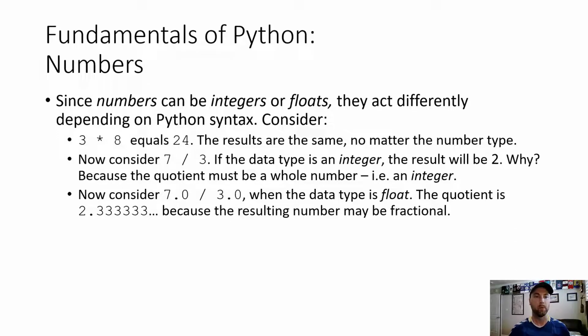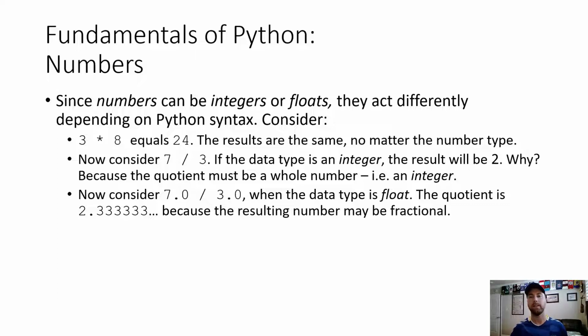Numbers. So since numbers can be integers or floats, they act differently depending on the Python syntax. So consider the difference between these scenarios. So 3 times 8 equals 24, right? So if these are just integers, the results are the same no matter what the type of number. It's always going to be number times number and then the product. Now consider 7 divided by 3. If the data type is integer, like a whole number, the result will be 2.